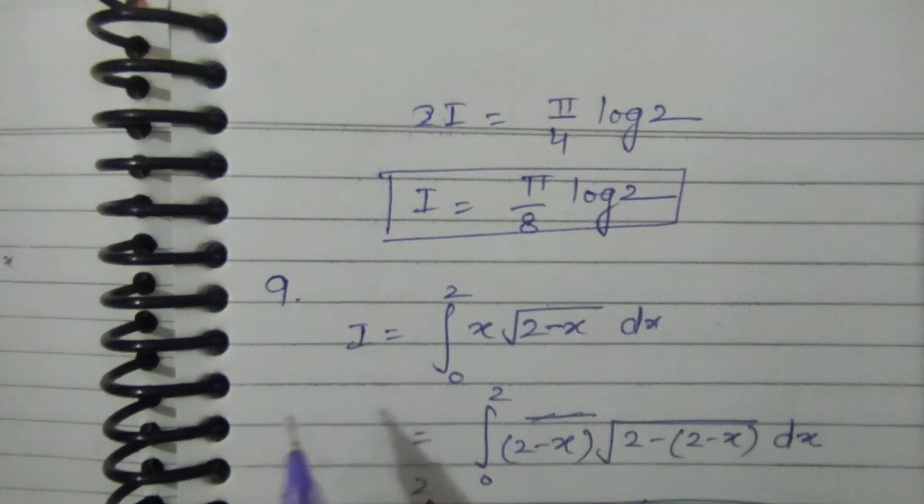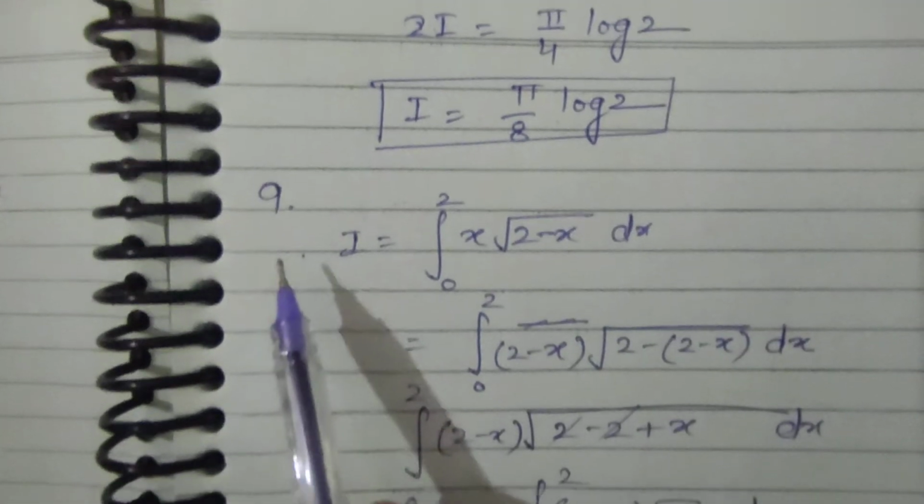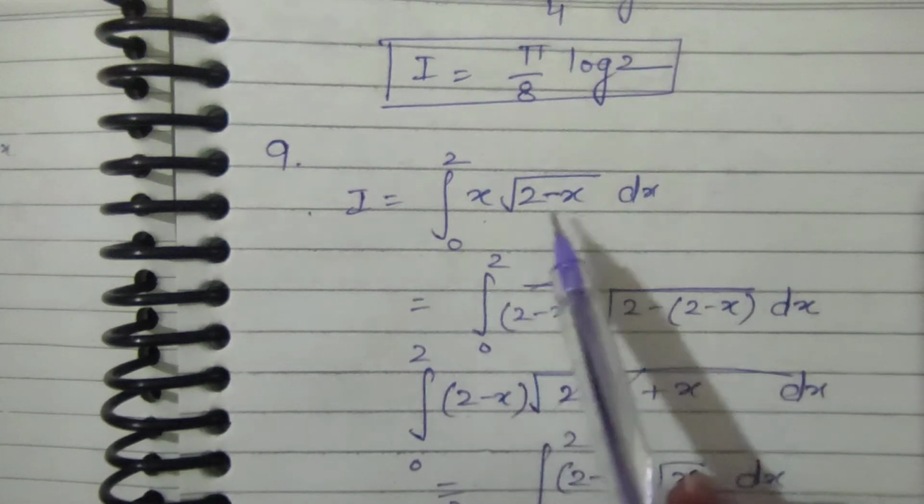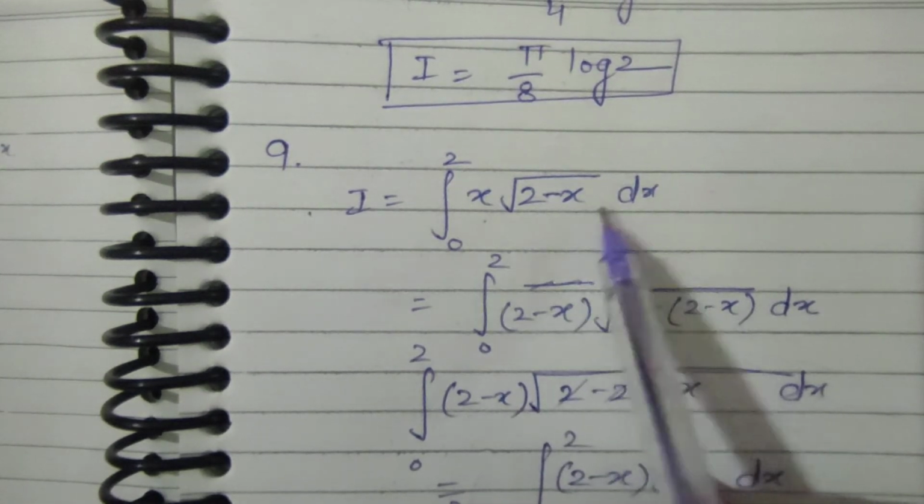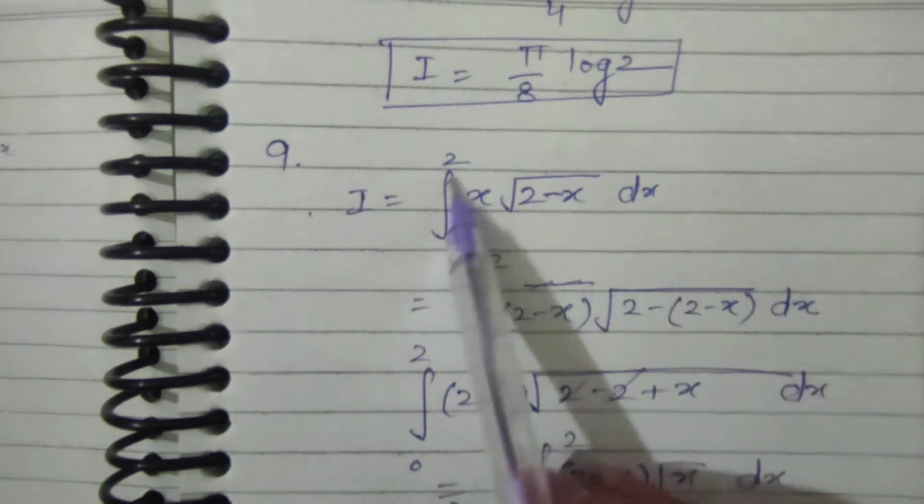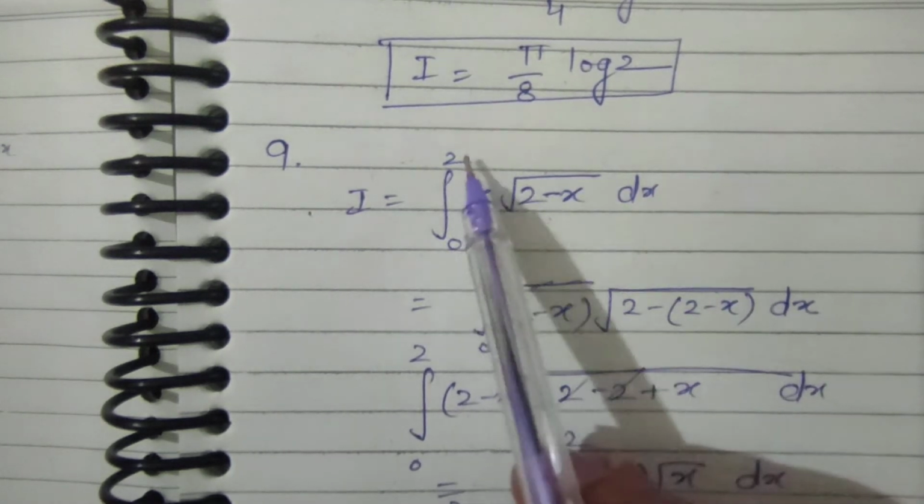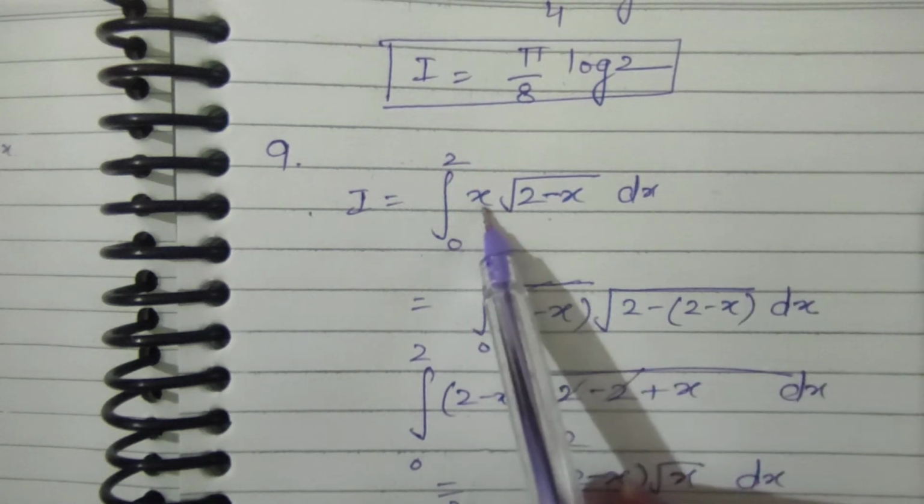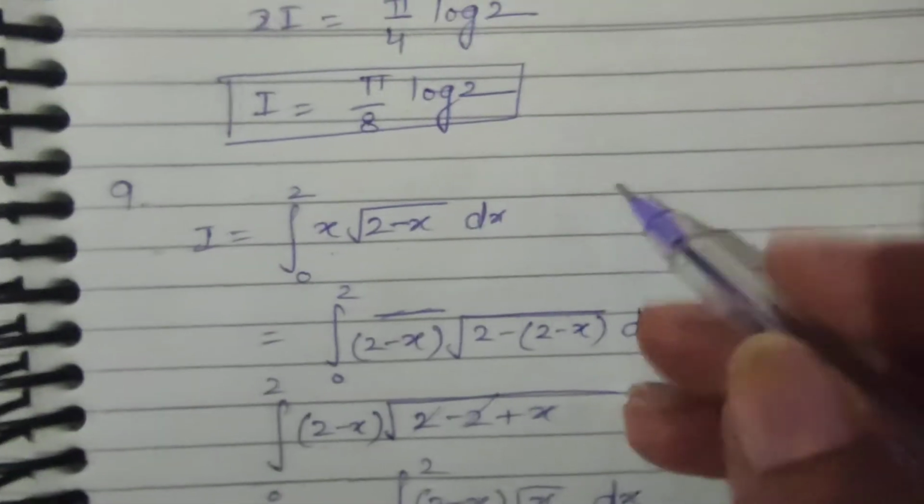This is the answer. Now come to the next question, 9th question. This is related to the same property, x into root 2 minus x dx. We have to find the integration of this function and the limit is 0 to 2. Same here, 0 to a. So we will replace x by 2 minus x. We will use the same property.